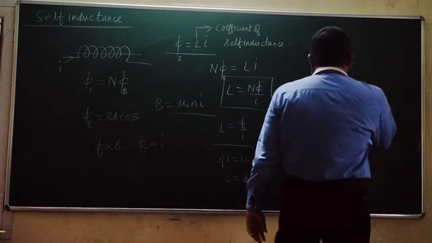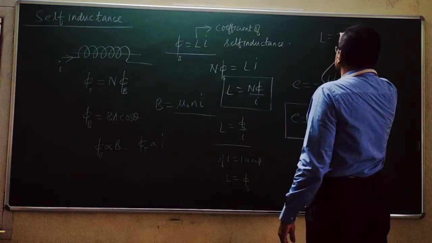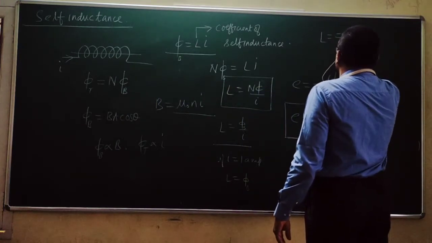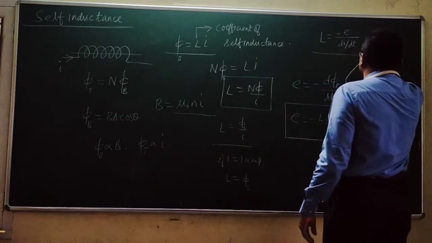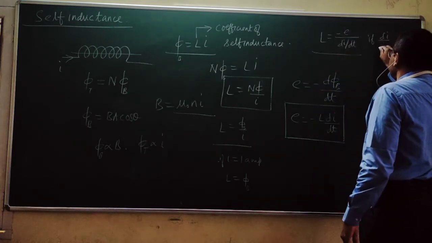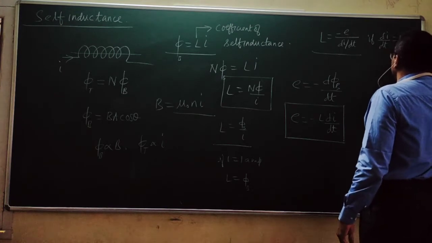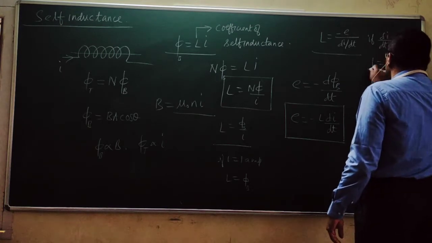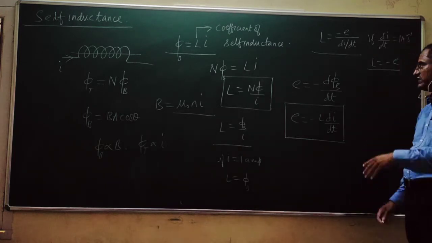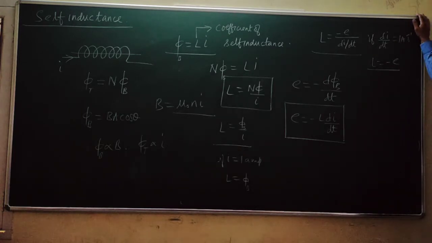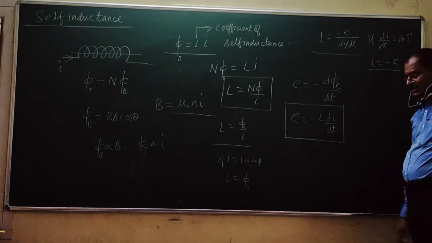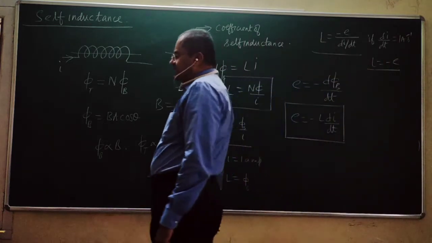Now from this, I can write L is equal to minus E upon di by dt. And if I say di by dt is equal to 1 amp per second, then L becomes equal to minus E. I can define this way also. Coefficient of self-inductance of a given coil is numerically equal to the opposing induced EMF produced in the coil when the rate of change of current to the coil is 1 amp per second. As simple as that.